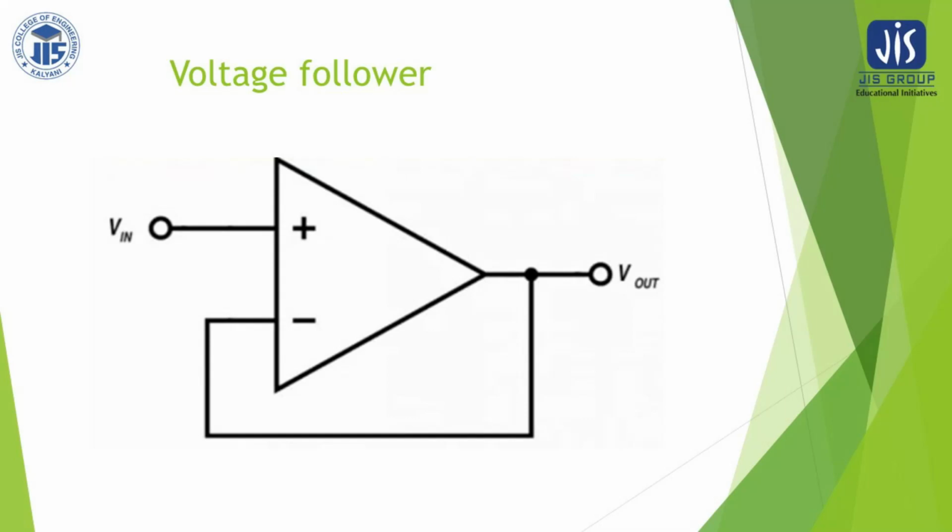This circuit is known as the voltage follower circuit. Voltage follower means, as the name is given, that the output voltage follows the input voltage. That means there is no change in shape and frequency of the input voltage to the output voltage. So as the input voltage is not changing, the similar voltage you are getting at the output.